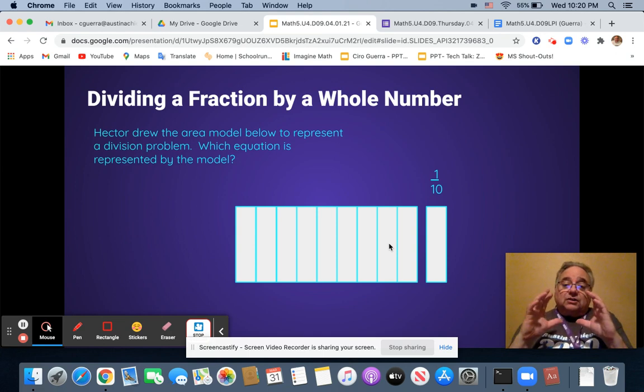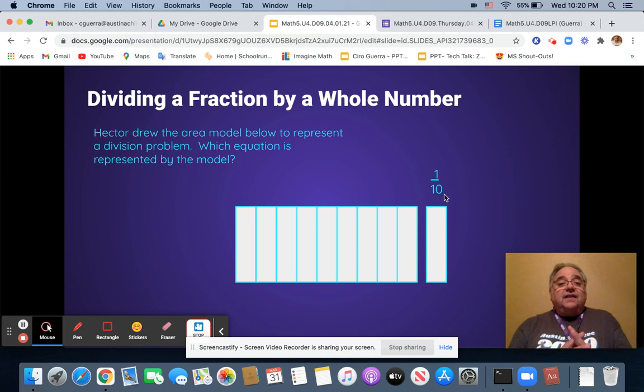What I did is I took the model and split one out so that you can see it a little bit better. But basically, that whole model was divided or had 10 equal parts. Okay, so it's actually 10 over 10. If I take one out, it's 1 over 10. That's the first part of your equation.